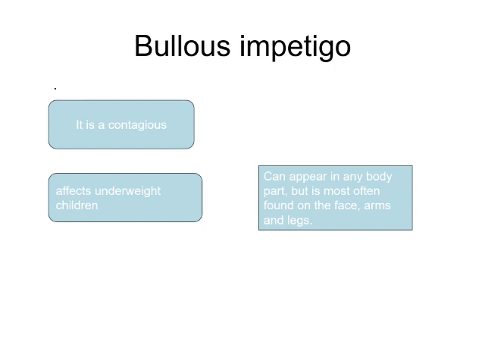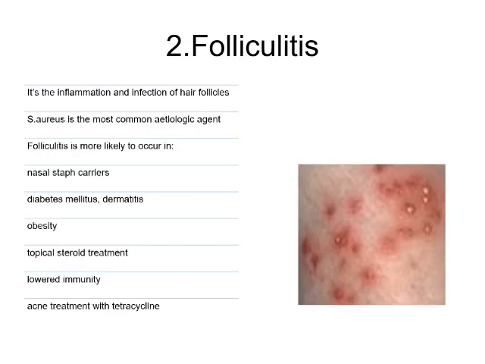Now let us look at folliculitis. Folliculitis is also a primary pyoderma that is caused by Staphylococcus aureus. Folliculitis is the inflammation and infection of the hair follicles. Folliculitis is more likely to occur in nasal staph carriers, diabetics, those with dermatitis, obese patients, patients who are using steroid treatment, as well as those with lowered immunity.